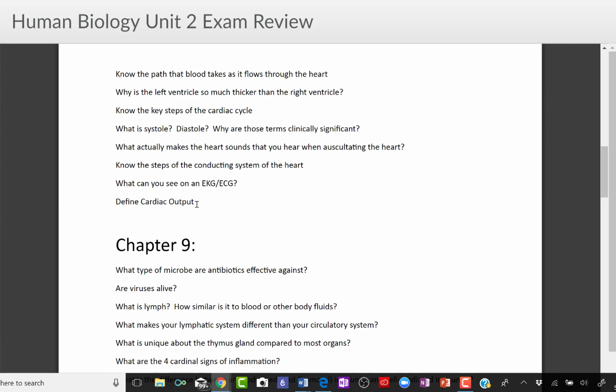So why are they clinically significant? Well, you've heard your blood pressure. Your blood pressure is supposed to be 120/80. That is your systolic versus your diastolic blood pressure. So the 120 is when the heart is beating. The 80 is when it's resting.